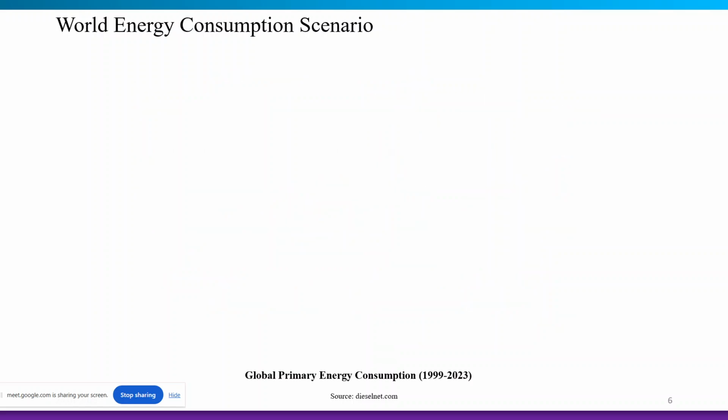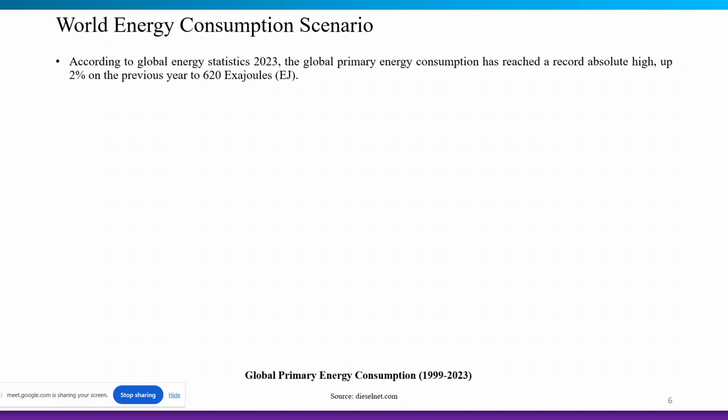Now, coming to the world energy consumption scenario, according to the World Energy Statistics 2023, the global primary energy consumption has reached a record absolute high, up 2% on the previous year to 620 exajoule. In association, CO2 emissions from energy increased by 2%, reaching almost 40 gigaton of CO2.